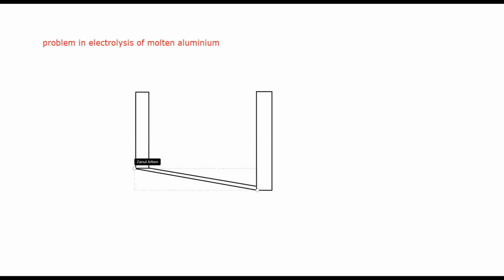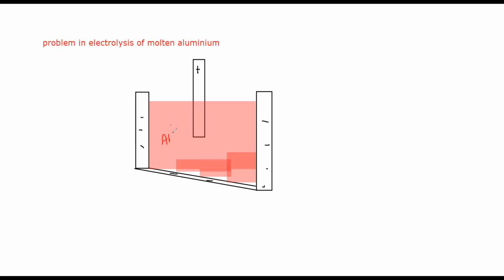So what you have, these are the walls. And this one is a positive terminal. This is the negative terminal. And you have molten aluminum oxide, which is called alumina. So this contains aluminium ions, and it also contains oxygen ions.